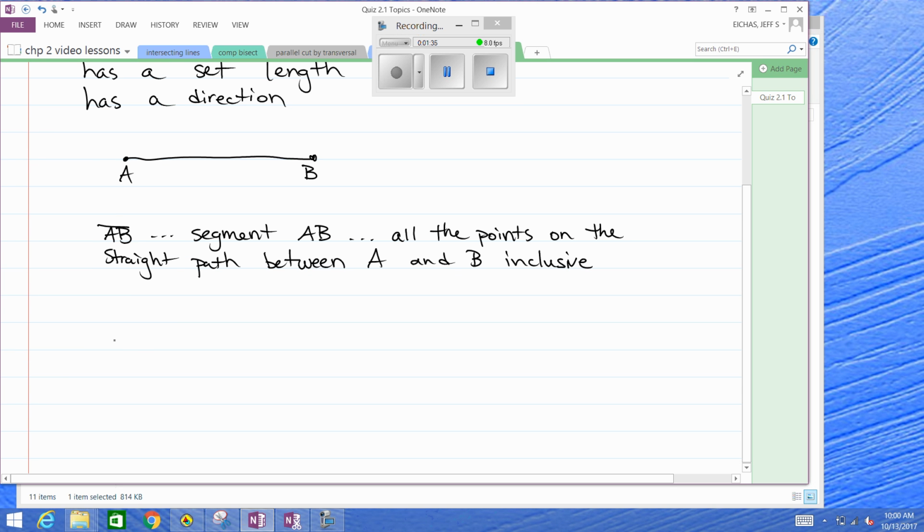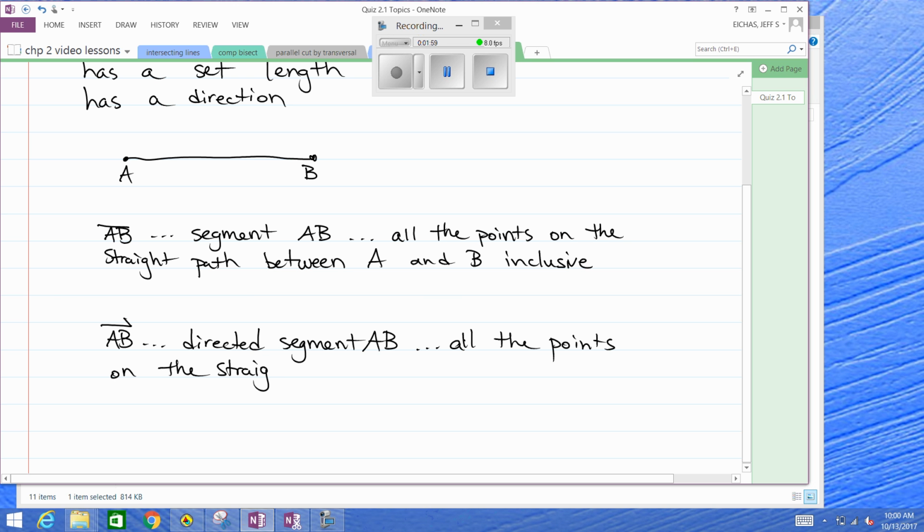When we move to directed segment, A to B, okay, that's directed segment, A to B. Now, it's still going to be all the points on the straight path. But it's a little bit different, moving from A to B. Now there's a little difference, okay? So you have to pay attention to the direction here.